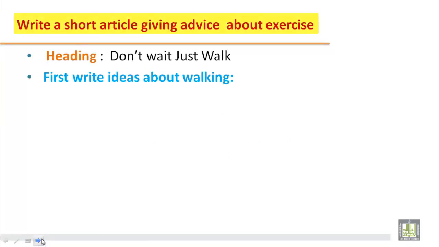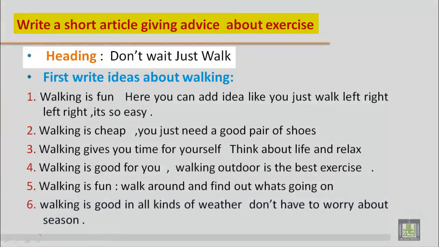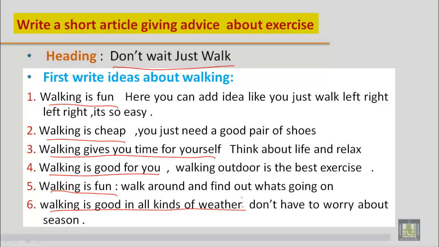So hope you have got an idea about writing an article giving advice about exercise. Let us summarize what we have learned so far. This is our topic: Don't wait, just walk. Walking is fun, walking is cheap, walking gives you time for yourself. First we write the topic sentence, and then we add the related sentence. For walking is fun, you can add the idea that you just walk left, right, it's so easy. Walking is cheap, you just need a good pair of shoes. Third point, walking gives you time for yourself: think about life and relax.